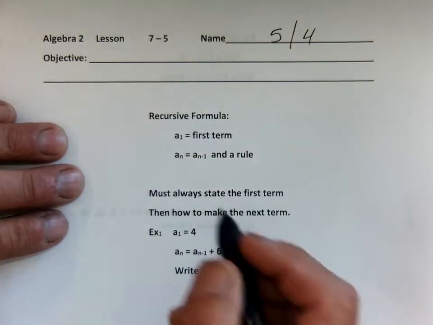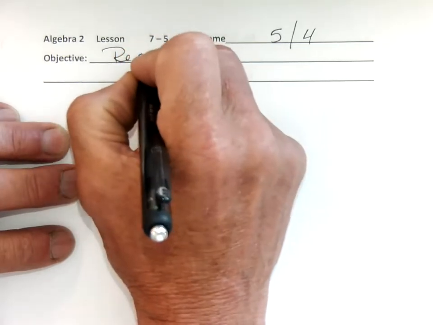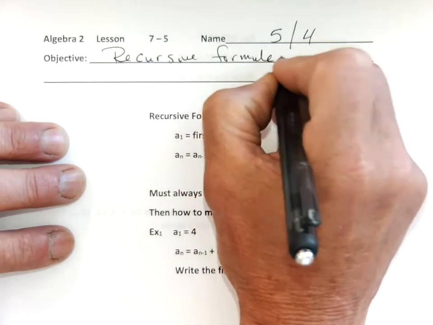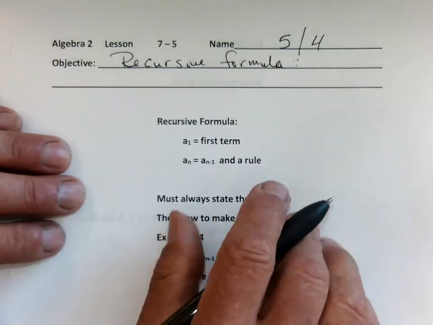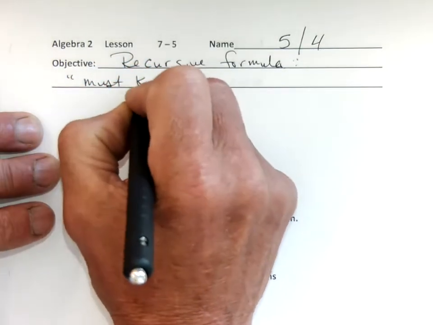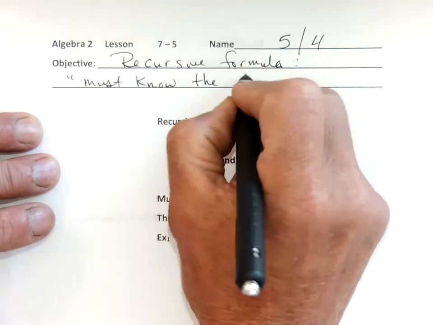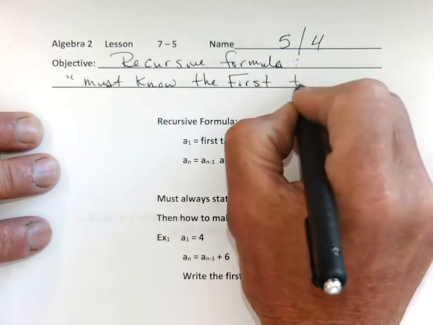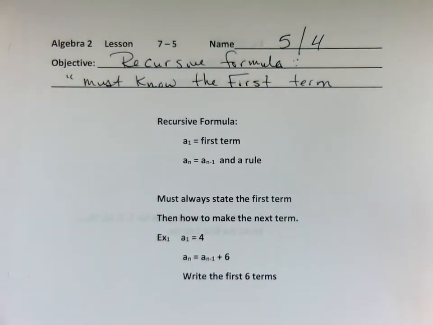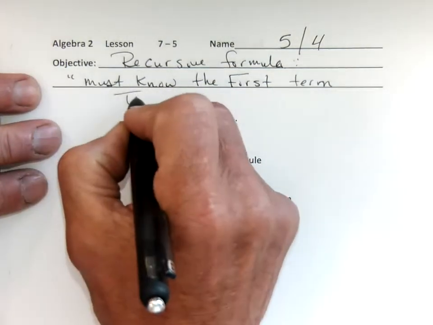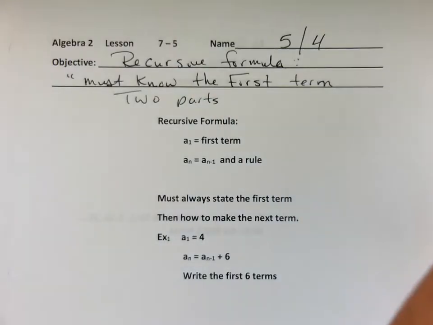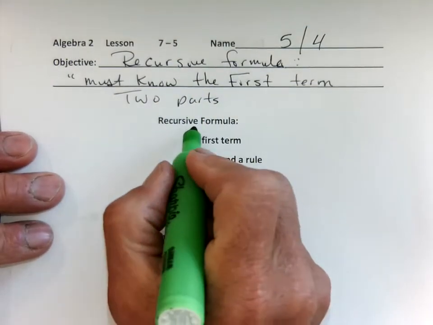Okay, so recursive formula. It's basically a formula that does what it says. But you must know the first term. With a recursive formula, you're going to have two parts, always two parts. You're going to see this in a second. I'm going to put these two together. These have to come together.